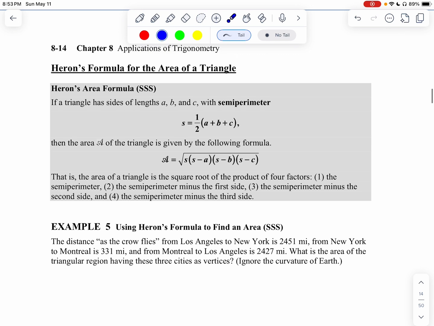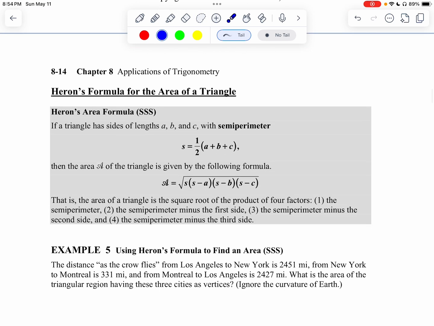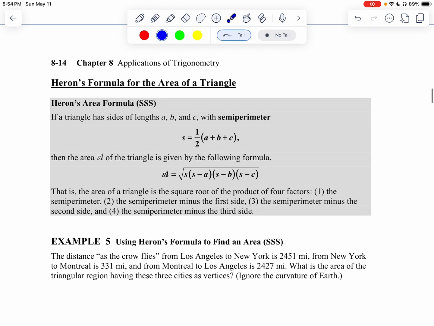We can then extend this into what's called Heron's formula, and this is specific to area. So if a triangle has side lengths of A, B, and C with a semi-perimeter of S equals 1/2 times the sum of the three sides, then the area of the triangle is given by the formula: area equals the square root of S times (S minus A) times (S minus B) times (S minus C). Okay, so for this one, we need to do a little bit of a review of what a semi-perimeter is. A semi-perimeter is going to be half the perimeter of the original triangle.